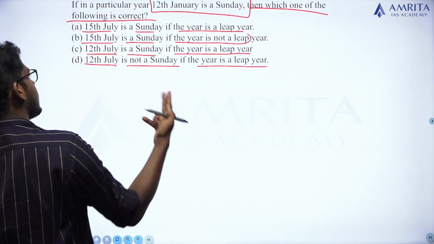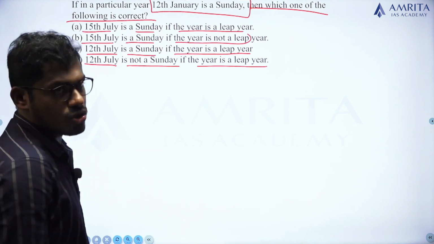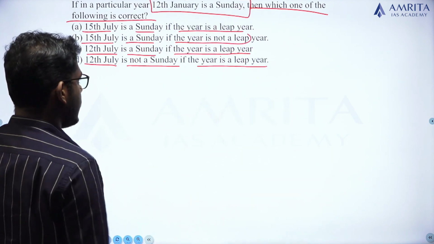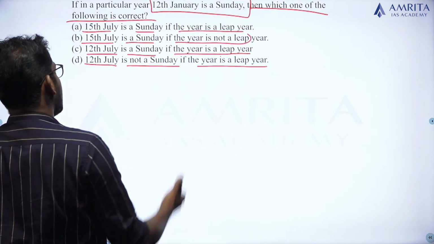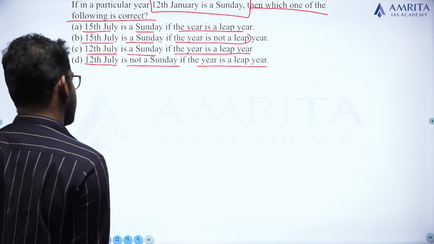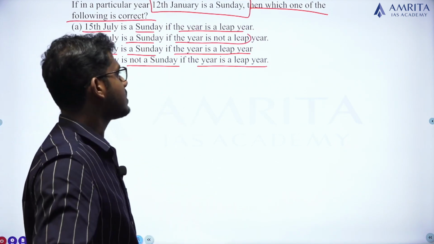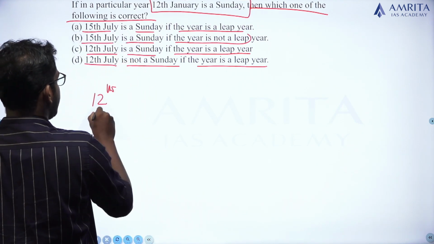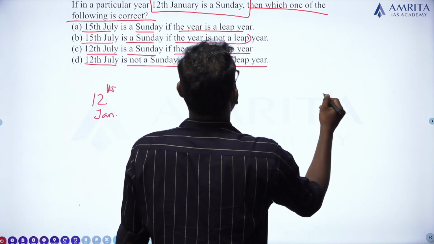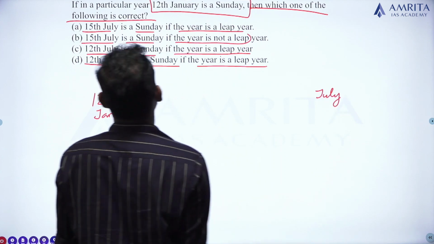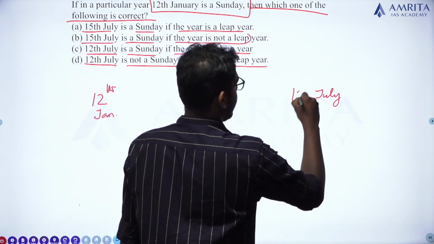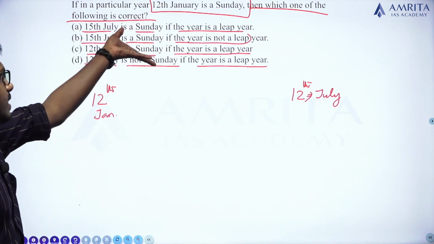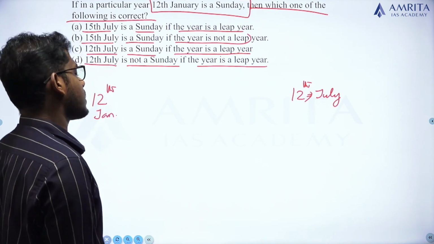Okay, so two dates are here, 15th July and 12th July. We have to check whether 15th July is a Sunday if the year is a leap year or not, whether 12th July is a Sunday if the year is a leap year, and whether 12th July is not a Sunday if the year is a leap year. Okay, fine. So 12th Jan and July. Let me take 12th July at first. If I know the day on which 12th July falls, then I can choose the correct conclusion, the correct answer.